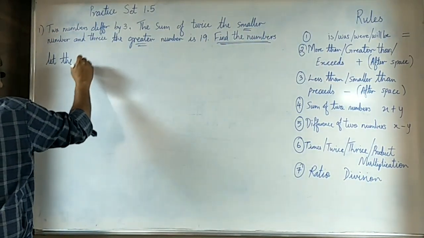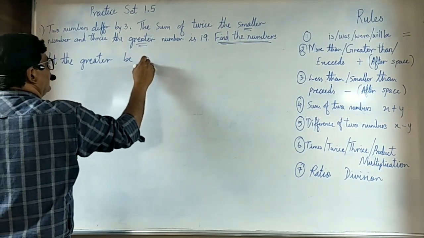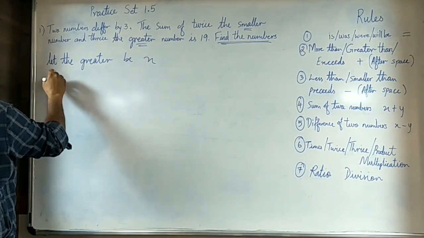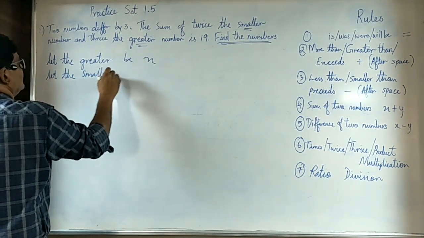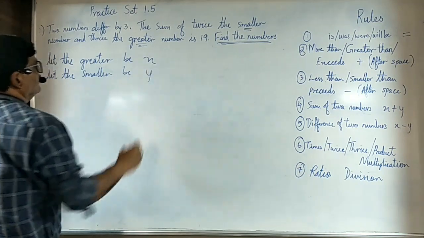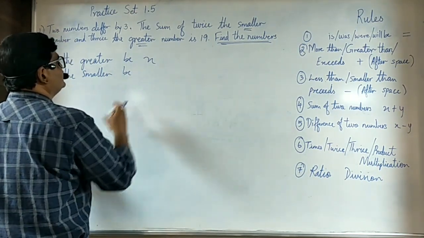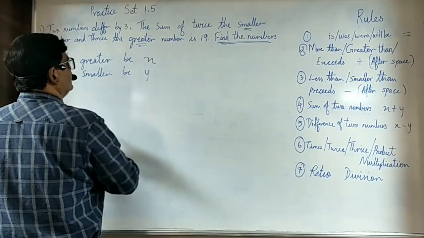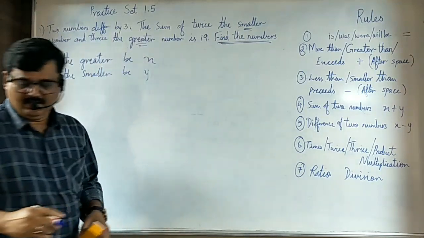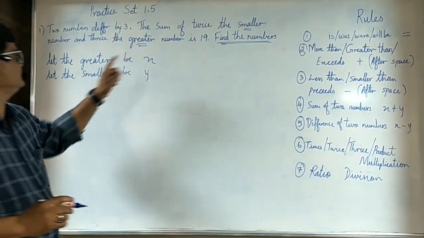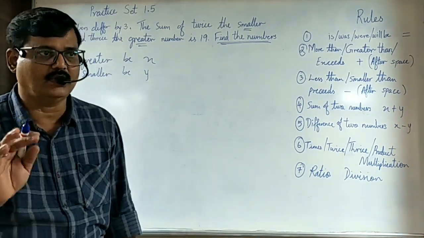So let the greater number be x and let the smaller number be y. I have kept these numbers, which they told us to find out, because we don't know those numbers. So first what I did: let the greater number be x, let the smaller number be y.